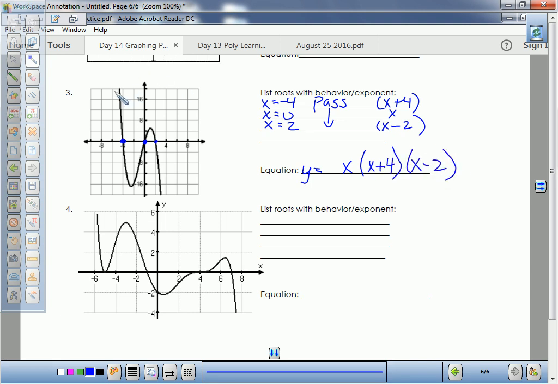But we check out the end behavior. It's rising to the left and falling to the right, so we need the negative. This negative causes this end behavior to occur with an odd degree function, 1, 2, 3.